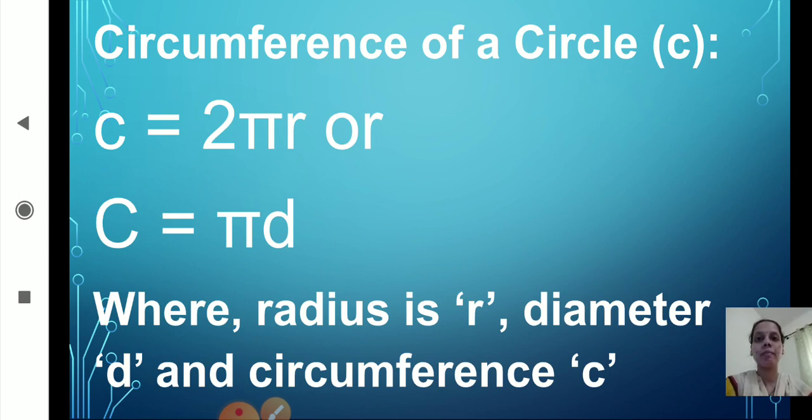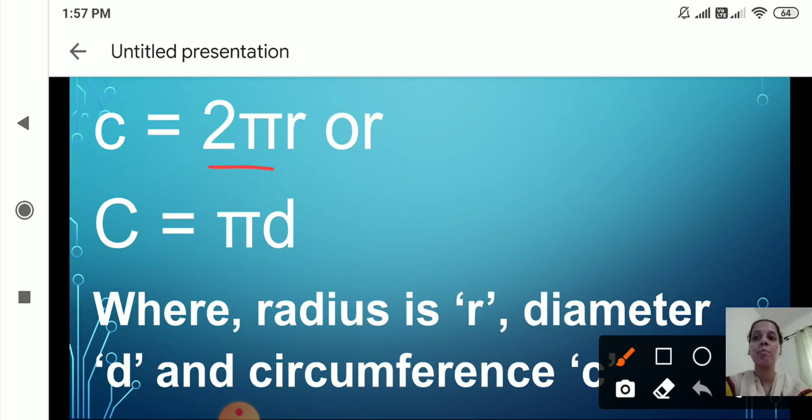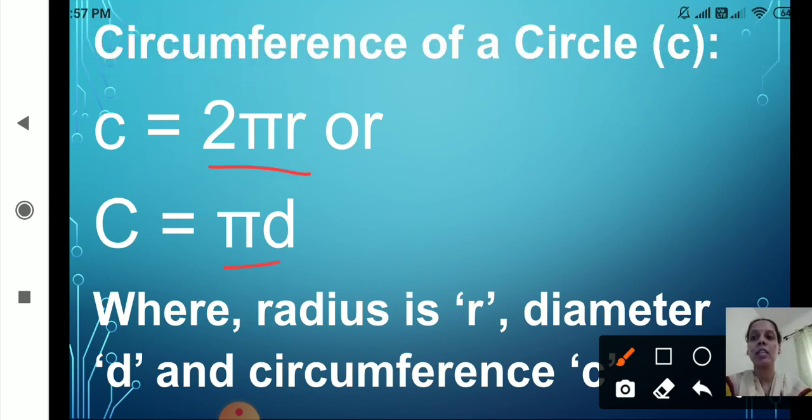Circumference of a circle, that is C. So what is the formula to find out circumference of a circle? As you can see here, I have written two formulas, that is C is equal to 2 pi r or C is equal to pi d. So if the radius is given and you have to find out circumference, then you will use the formula 2 pi r. Okay, and if the diameter is given and you have to find out circumference, then you will use the formula pi d. Okay, hope you are clear with this.